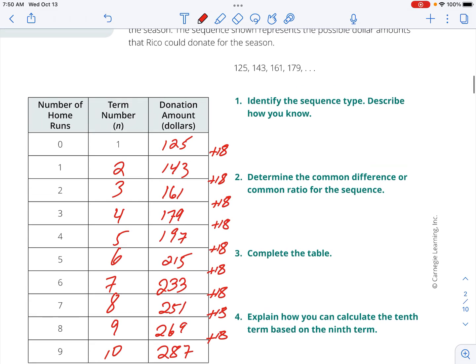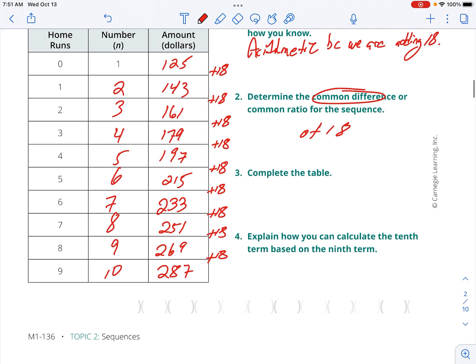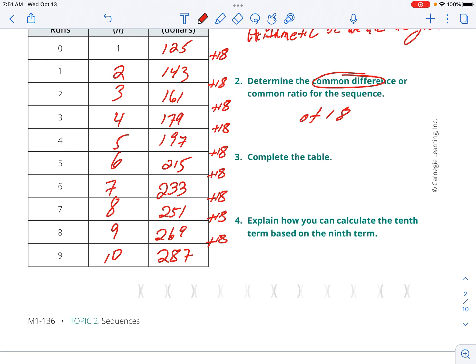Now, it says identify the type of sequence, and we have ourselves an arithmetic. The reason why we know it's arithmetic is because we are adding 18. Adding and subtracting is arithmetic. Multiplying, dividing is geometric. And therefore, we have a common difference of 18. We complete the table, and then we can continue to calculate terms. We could find 10 home runs. We could find 11 home runs by just keep adding 18. Nothing too major on that.